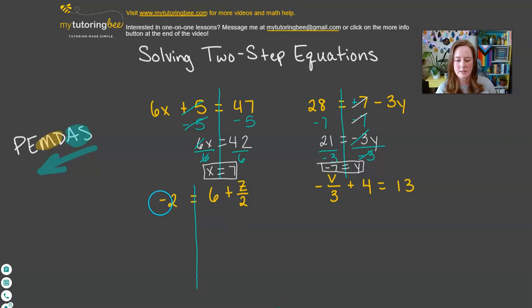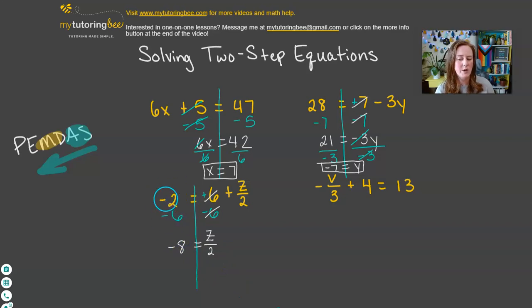We've got negative 2 equals 6 plus z over 2. So z is being divided by 2 and 6 is being added to it. And that 6 is positive. So in order to undo that positive 6, we're going to subtract 6. Subtract 6. That's going to cancel that out here, leaving us with just a positive z over 2. And then negative 2 minus 6 gives us negative 8.